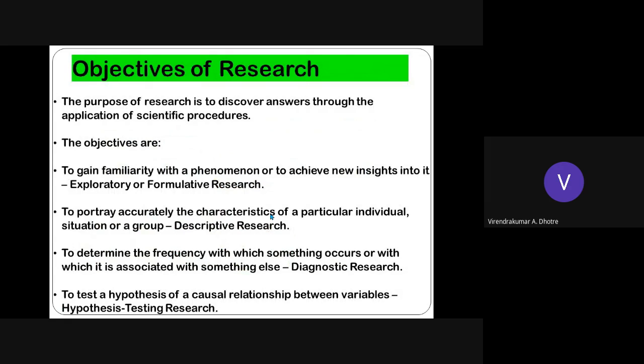Okay, we understood what is meant by research. Why do we do this? Objectives of the research. The purpose of the research is to discover answers through the application of scientific procedures. So we apply research. The basic purpose is to find the answers through the application of scientific procedures. So we are saying scientific way.